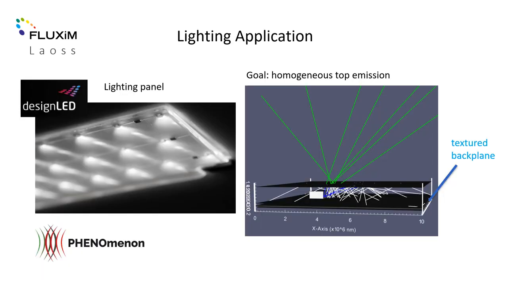Laoss optics can also be used for inorganic lighting concepts. Here, a panel from Design LED is simulated in Laoss. The goal is to achieve a bright and homogeneous emission in a forward direction. In order to couple the light out of the top, a reflecting textured backplane is required. The structure of this backplane is now optimized using Laoss optics.